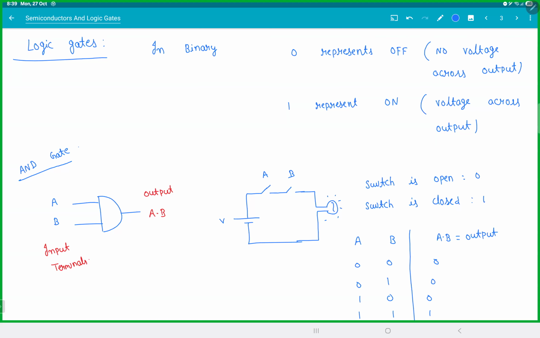So these are not numbers. Understand that 0 and 1 are states. Mathematically, we're representing with 0 and 1. And the output symbol is A dot B. Remember, this is not dot product. This is not multiplication. Whenever you hear the word A dot B in logic gates, the dot represents you're using an AND gate. Clear with this? That's your AND gate.